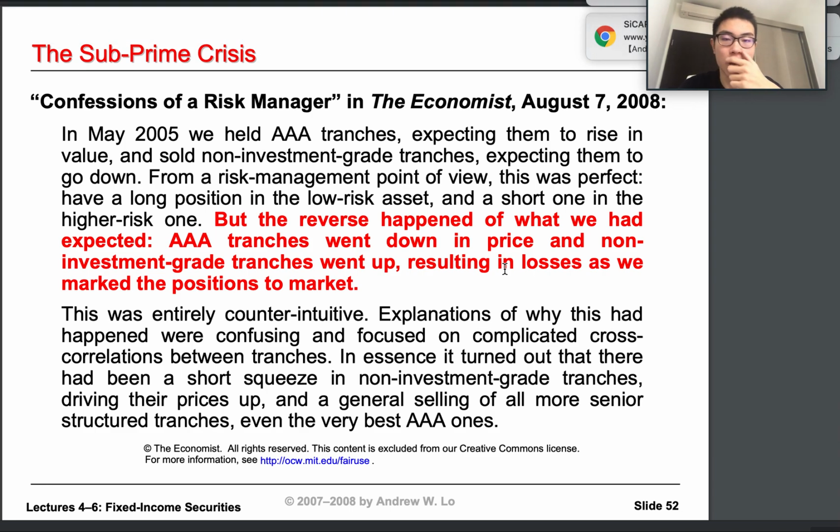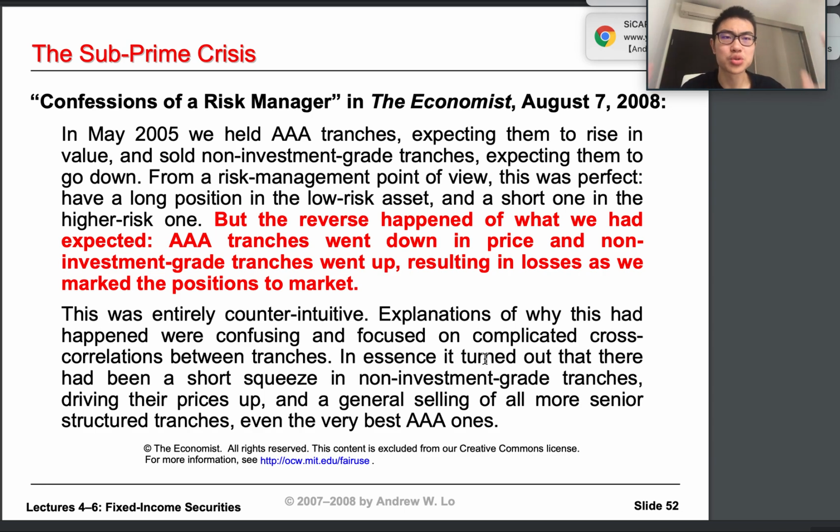Explanations of why this had happened were confusing and focused on complicated cross relations between tranches. In essence, it turned out that there had been a short squeeze in non-investment grade tranches, driving their prices up, and the general sell-off of all more senior structured tranches, even the best AAA ones. So here's the reason why we actually see this phenomenon of the reverse happening. Pretty interesting.